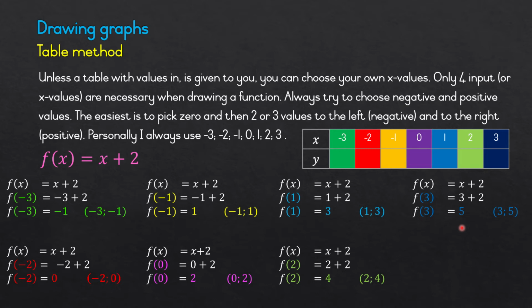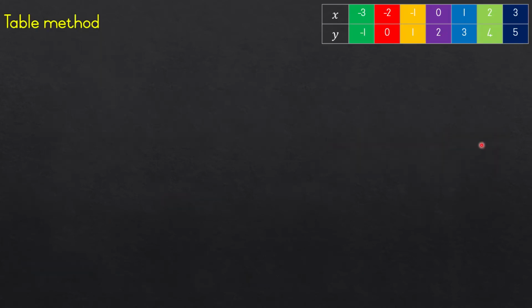Okay, so when we've got all our coordinates, we can write all our values in a table, and then our table would look like that. Okay, so we've written in all our y values. So now we've got 7 sets of coordinates. So now we can move on to drawing the graph.